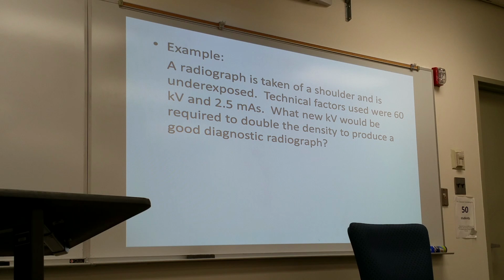Alright, let's do an example. Let's say a radiograph is taken of a shoulder and it's underexposed. There's more white on the radiograph, so it's less density. The following technique will be used: 60 kV at 2.5 mAs. What new kV would be required to double the density to produce a good diagnostic radiograph?